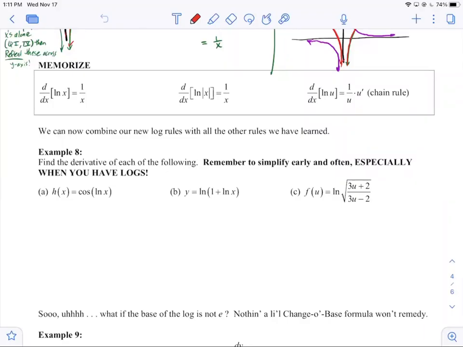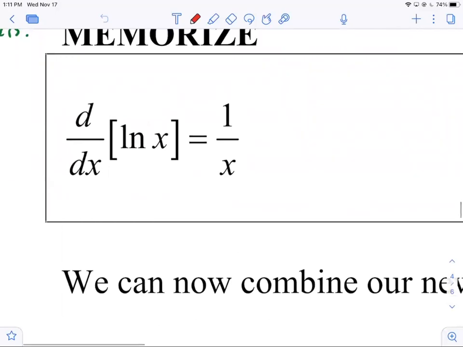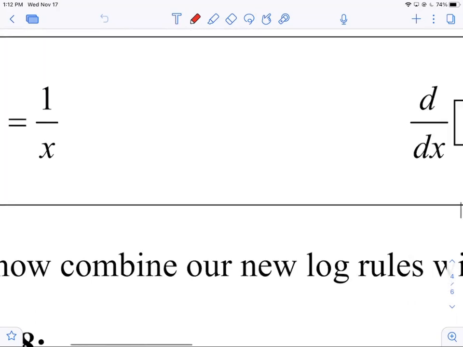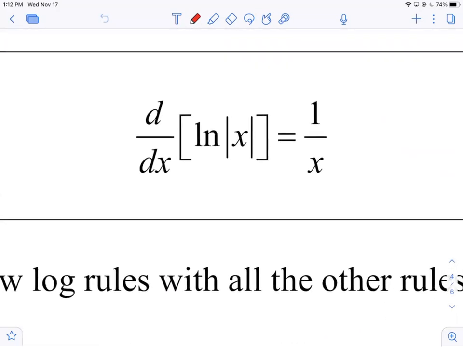Okay, so we've learned the rules. Now here we go. The derivative with respect to x of natural log of x is 1 over x. The derivative of the natural log of the absolute value of x is still 1 over x, not 1 over the absolute value of x, 1 over x.